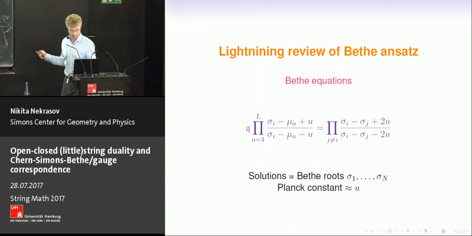And so for each n, for each number of Bethe roots, you have a set of equations with a set number of solutions. The number of solutions, in fact, is L choose n. And when you sum over all solutions, you get 2 to the L, which is the dimension of the Hilbert space.